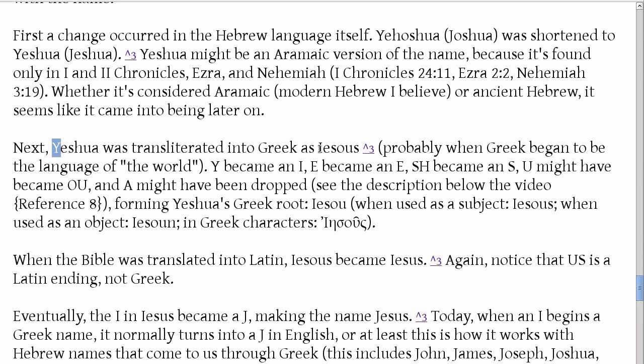So Y became an I, E became an E. The SH in Hebrew is one letter, and that became the letter S because there is no SH letter sound. It's just S. The U might have become the OU, and that makes up the root Iesu. The A might have been dropped.